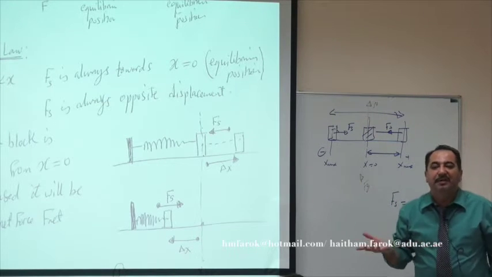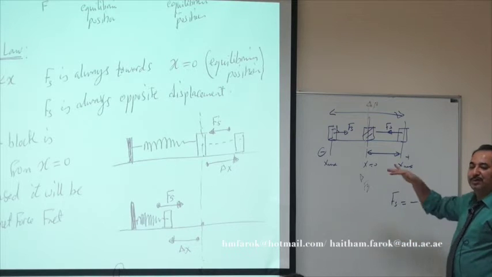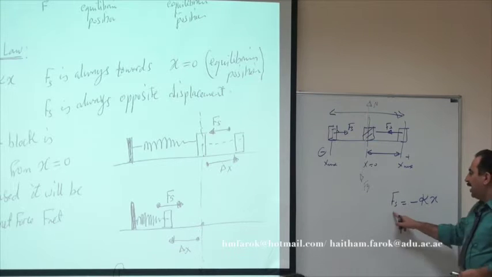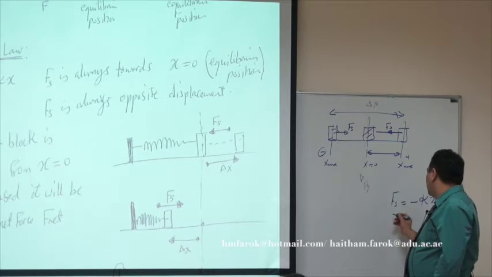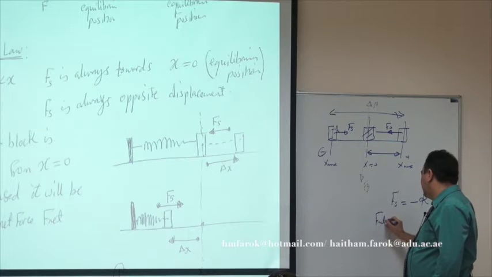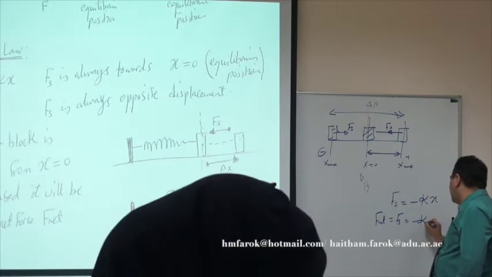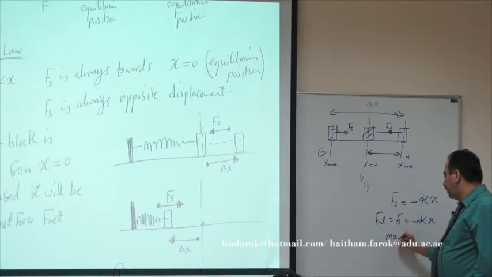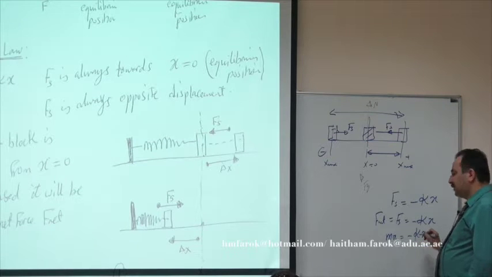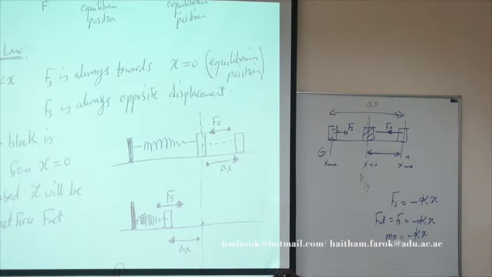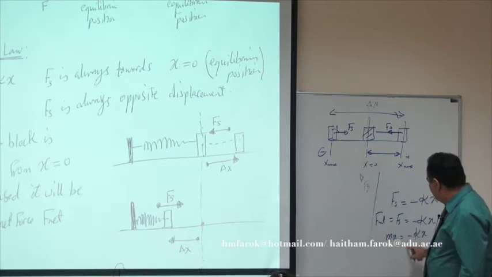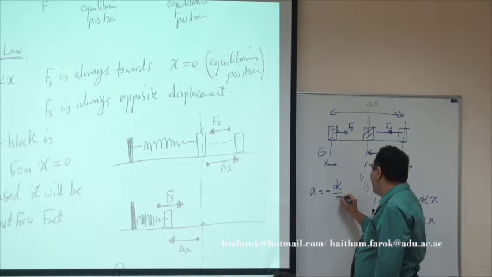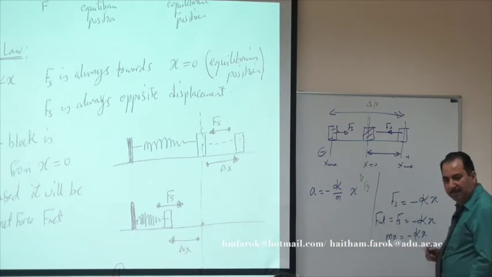How many forces do we have on the x-axis? So how much is F net? What's the total force on x? Fs, same. So can I replace Fs by F net? Okay, so I say F net equals Fs equals minus kappa x. And what is F net? Ma equals minus kappa x. What is a equal to? Minus kappa over m x. All right?